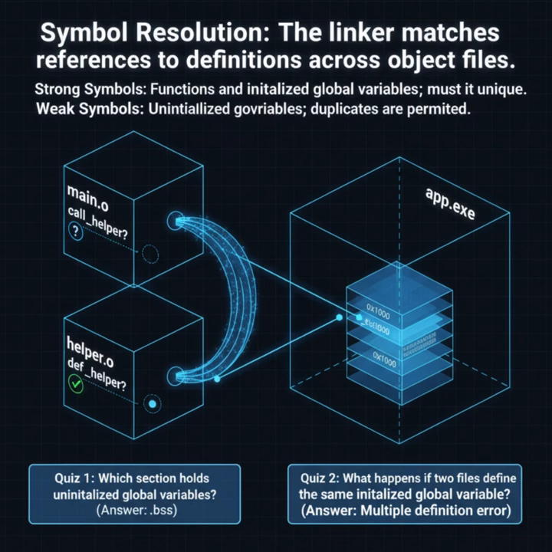Let's test this understanding. Question 1. What section holds uninitialized global variables? That is the BSS section. Question 2. If two files define a global variable, int myvar = 10, what will the static linker's response be? It will raise a multiple definition error because both are strong symbols.